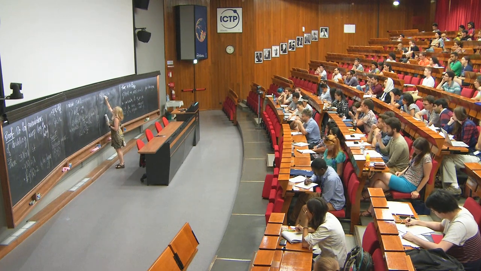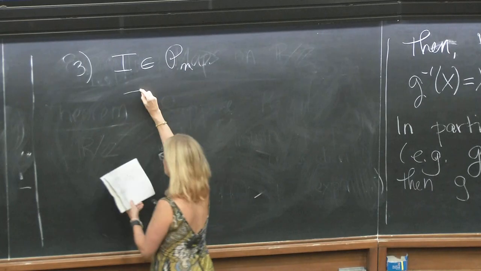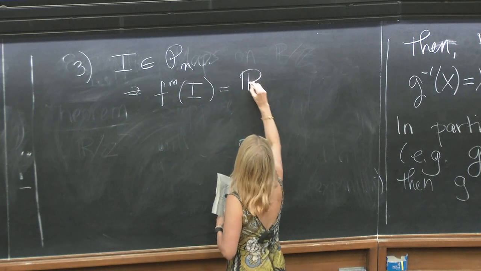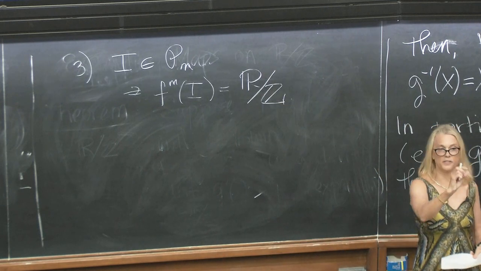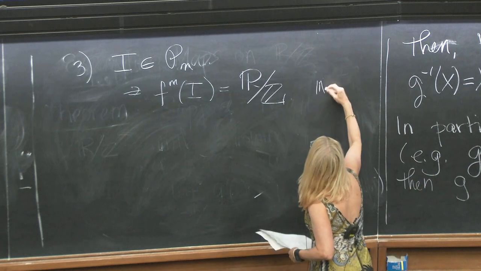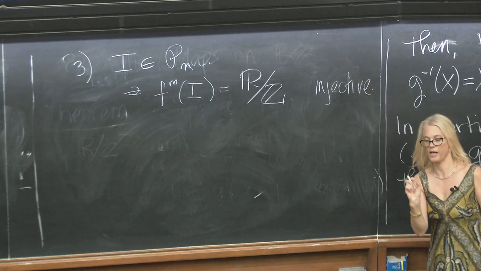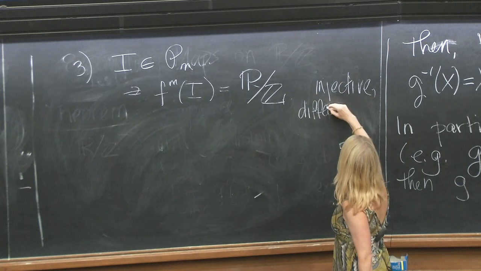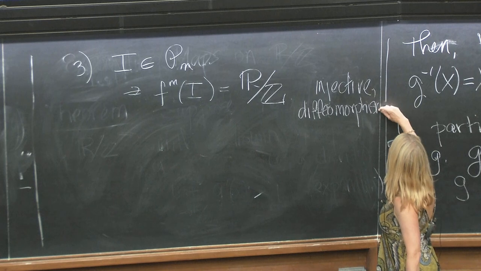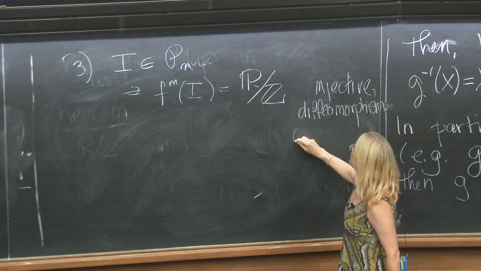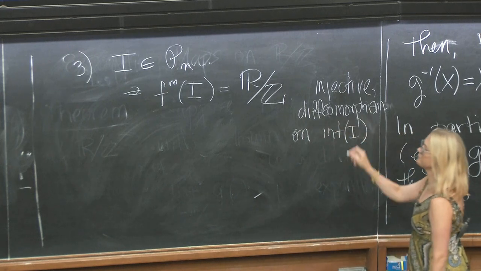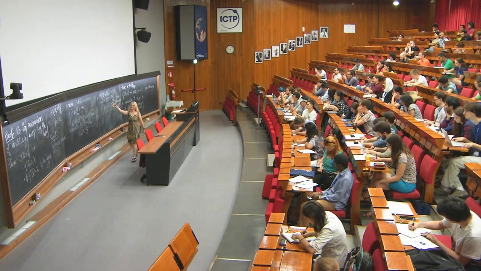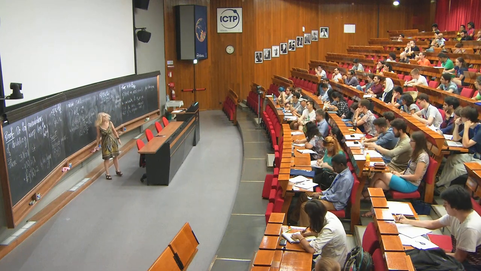And if I take I in PM, then F to the M of I equals R mod Z. So this is the sense in which this is a dynamical partition, because the elements exactly injectively map onto R mod Z, and in fact, it's a diffeomorphism, a C2 map with a C2 inverse on the interior. Okay? So those are the three properties. Let me explain how this construction works with a picture, and let me then explain why this property holds. The other one should be obvious.